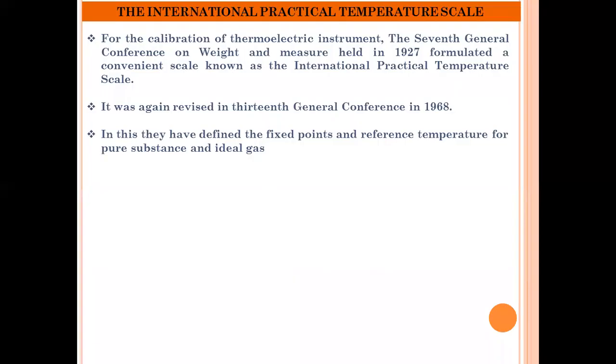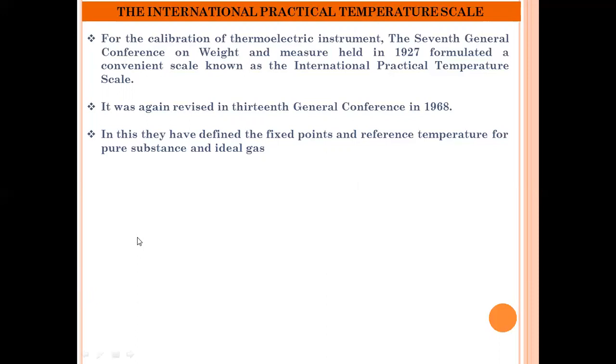International Practical Temperature Scale. For the calibration of thermoelectric instruments, the 7th General Conference on Weights and Measures, held in 1927, formulated a convenient scale known as the International Practical Temperature Scale. This temperature scale was revised again in the 13th General Conference, held in 1968, and in that conference they defined the fixed points and the reference temperatures for pure substances and ideal gas.